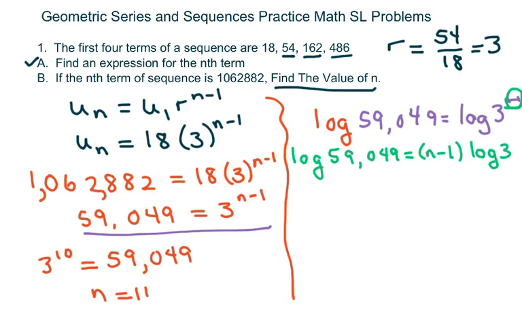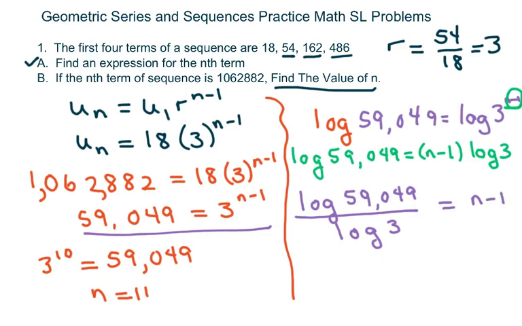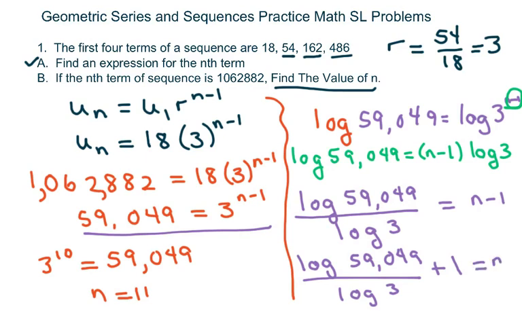Now what I'm going to do is divide both sides by log of 3, and that equals n minus 1. And so basically you add 1 to both sides, plus 1 equals your n. And when you do that, you're going to get n equals 11.